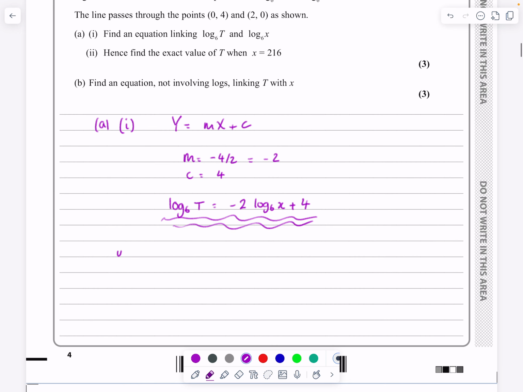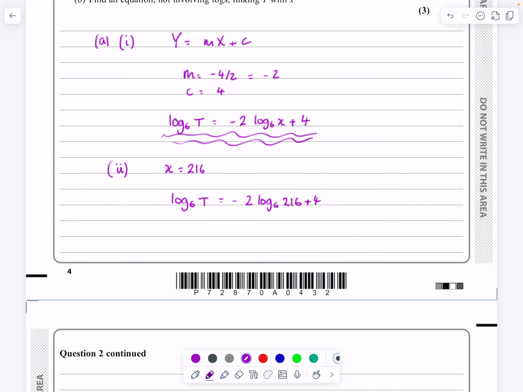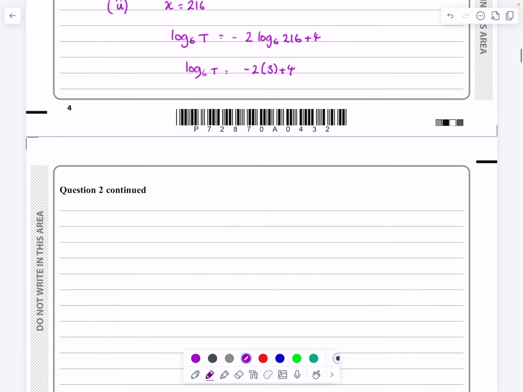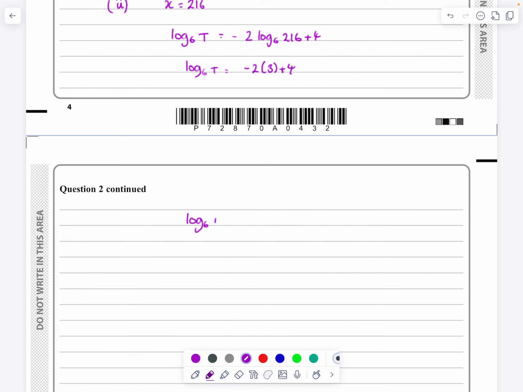That's just going to be putting that value in. So we know that x equals 216. So I'm going to get log to the base 6 of t is equal to minus 2 log 6 of 216, plus 4. And if I do that, I get that log 6 t is equal to minus 2 lots of, that's 3 there, plus 4. So that all works out that log 6 t is equal to minus 2.